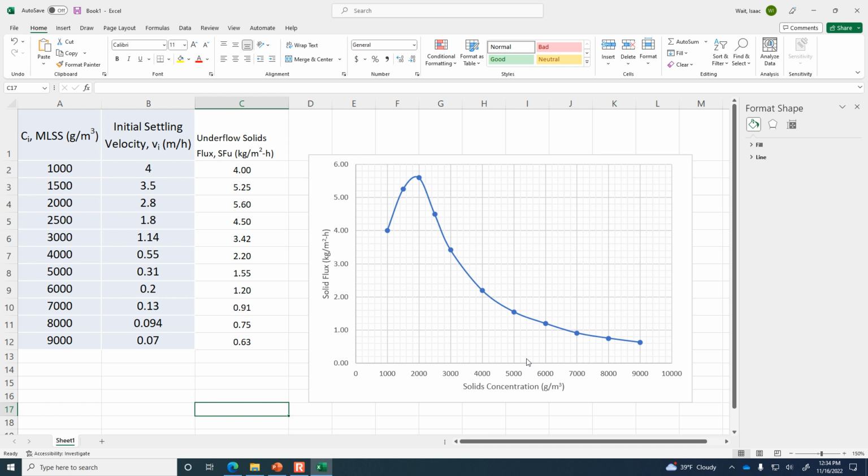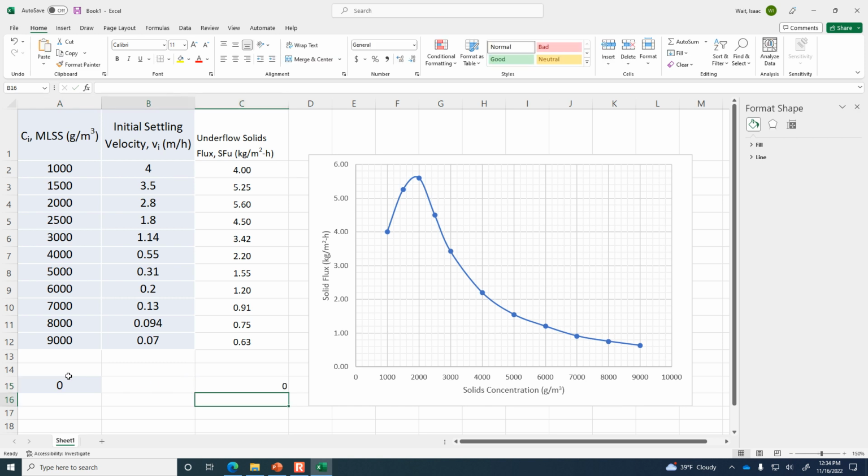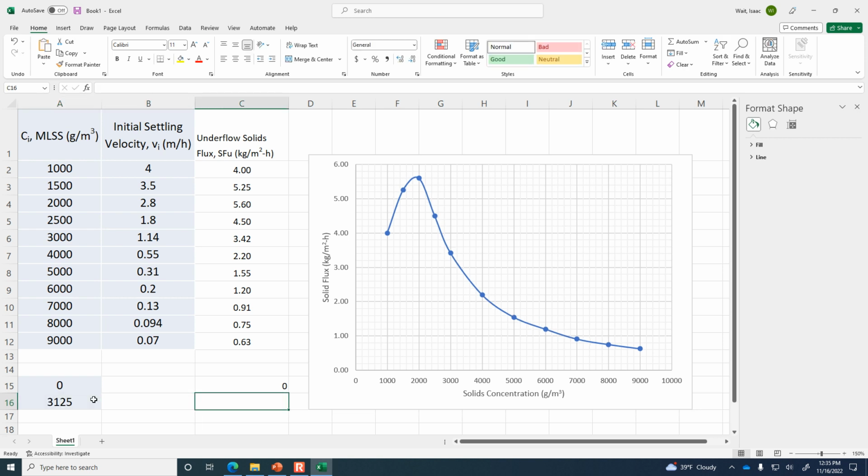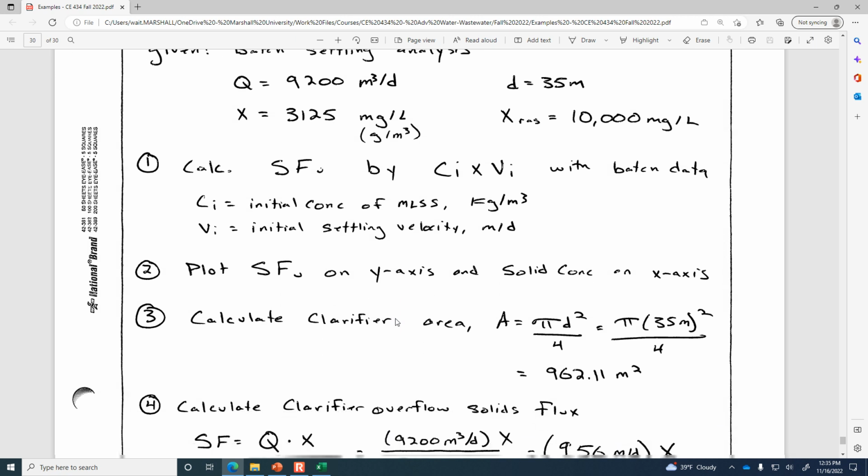Okay, so what we're going to do is, it already has it plotted on the handout that I've given you, but we want to have a line that goes from 0, 0. So remember, the x-axis is solid concentration, the y-axis is flux. So the point at the origin is that there's no flux if there's no solids concentration. But then what we know is that when the concentration is 3,125, then the flux is 1.245. That's what we just calculated. Let me bring it up on the screen here.